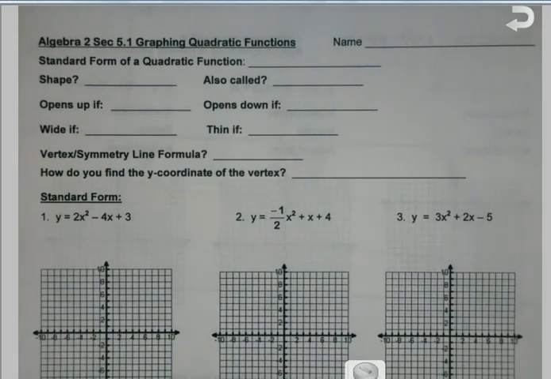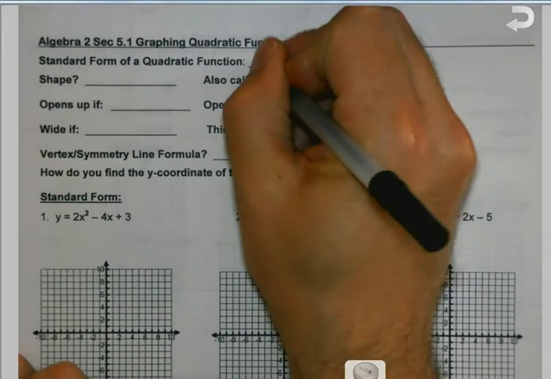Okay, so graphing quadratic functions. Sounds real complex, but it isn't really. A quadratic function is just something that has x squared in it. So it's not lines, they're going to make these curves.